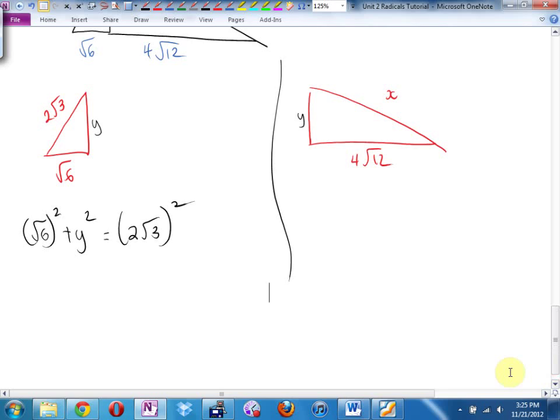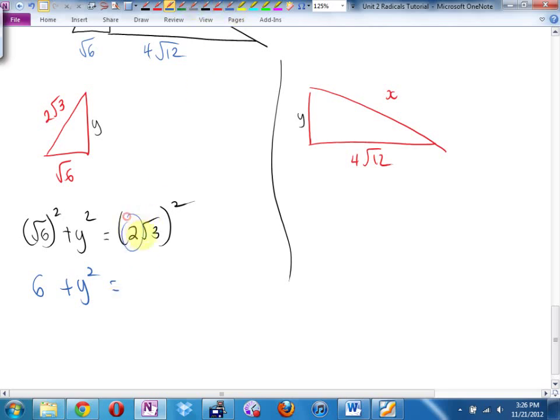Okay. What's root 6 squared? Root 6 squared is just plain old 6. The y squared drops down. Ooh, this one's a little trickier. What's 2 root 3 squared? What's 2 root 3 times 2 root 3?